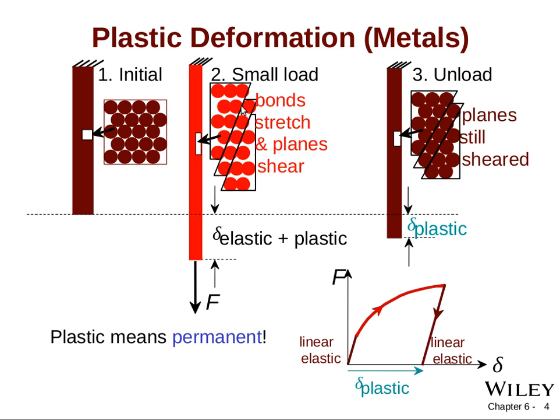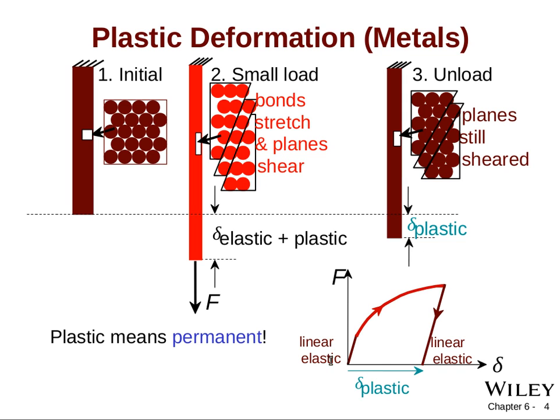So now you can see from here to here, you've stretched these bonds, but you've also slipped a couple of the planes. When we release the force, because these planes have slipped, you have a permanent deformation. There are no longer those stretched bonds, but because this plane has slipped, this sample is now longer than it was before it was plastically deformed.